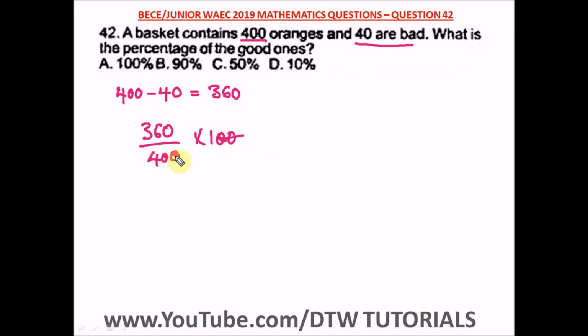So these two zeros will cancel these two zeros. 4 here, 1. 4 in 36 will go how many times? 9 times, and drop our 0. So the percentage of the good oranges is what? 90%. Okay, 90%. This is our answer, and our right option here is option B.